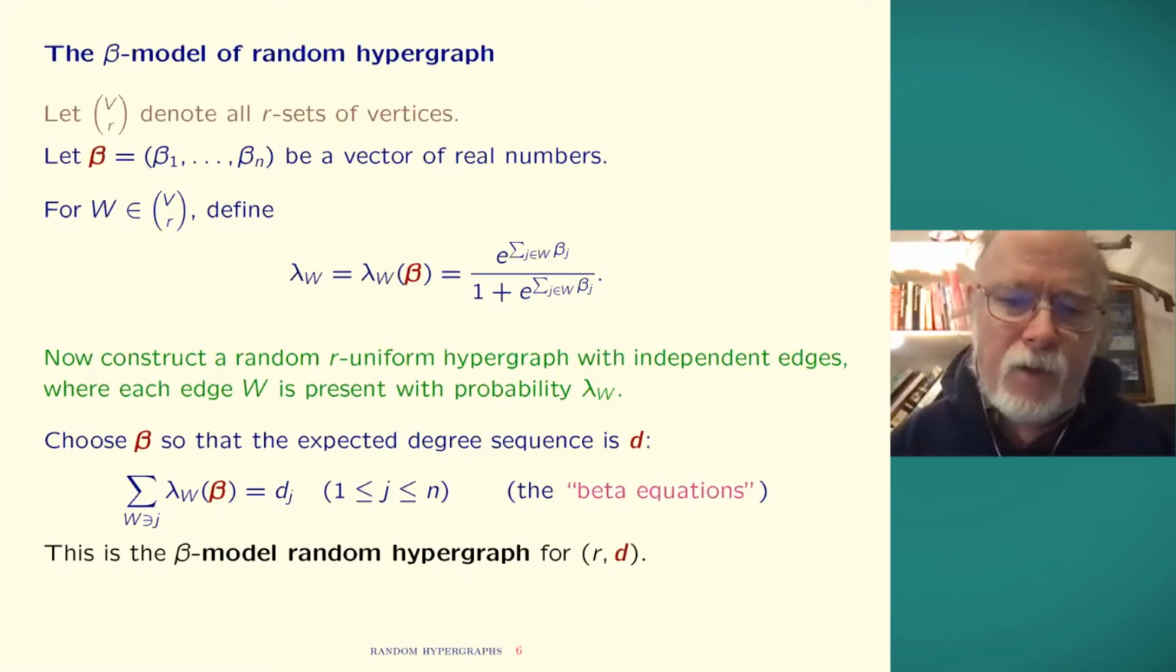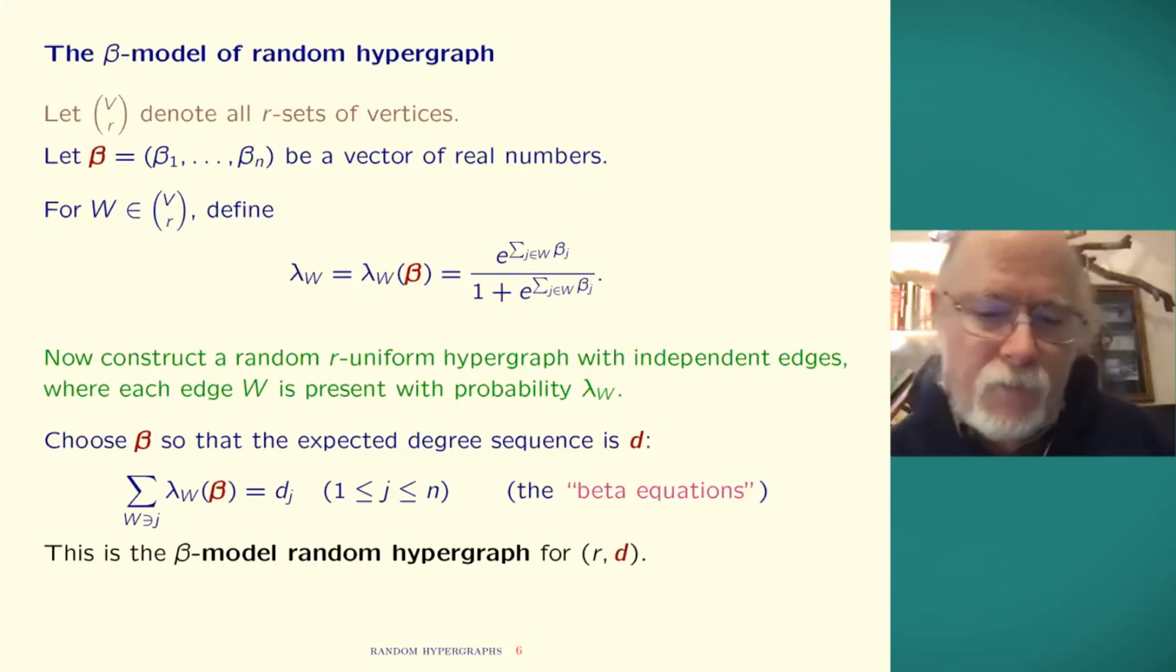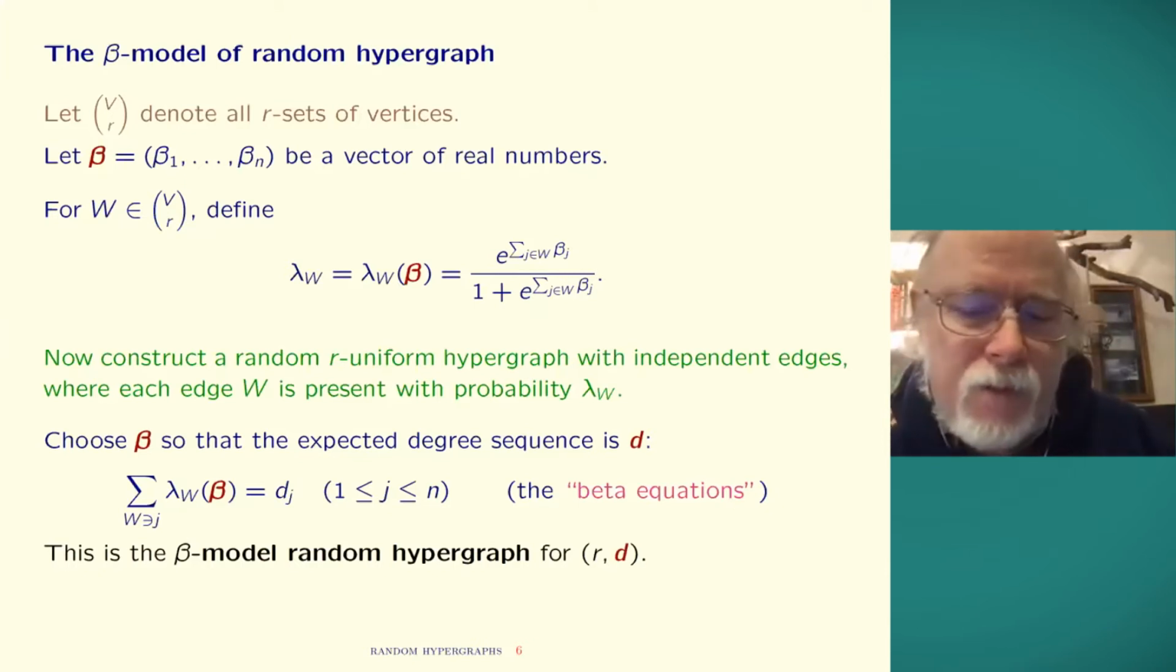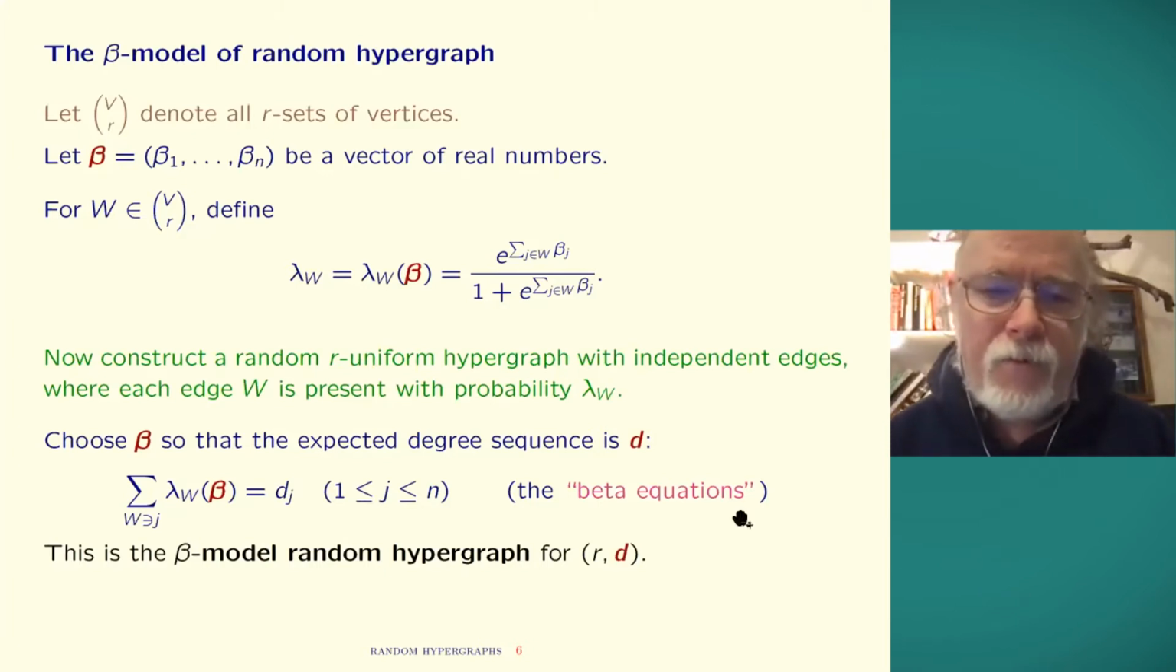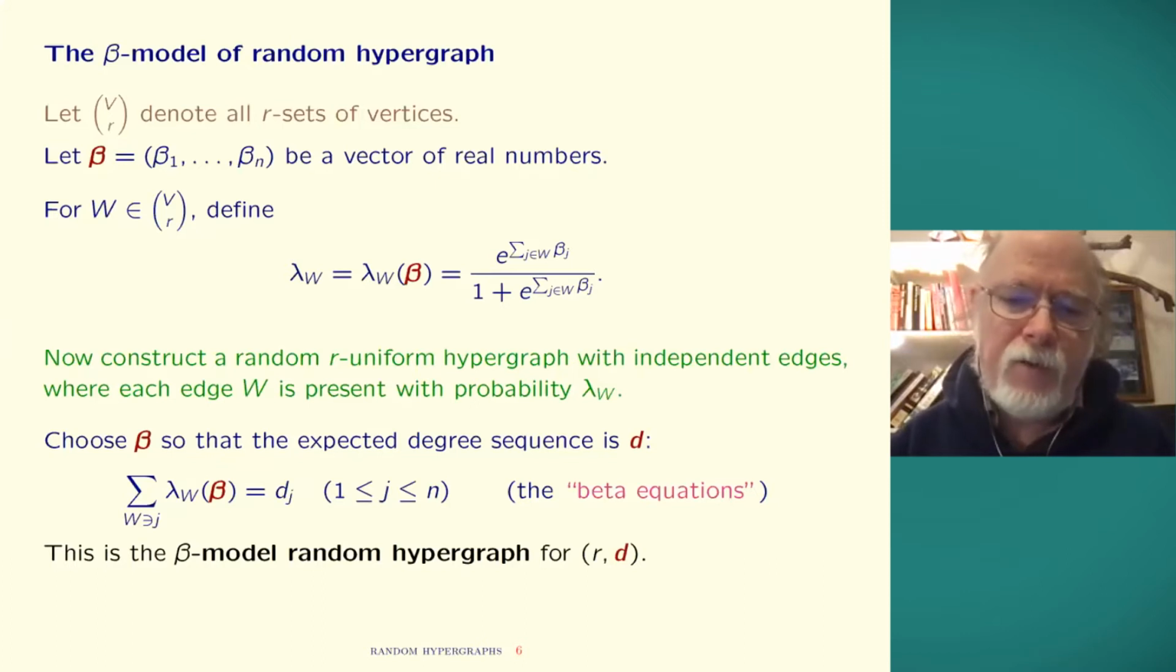Then, of course, they are nonlinear equations, because you've got these exponentials in the definition. It's not immediately obvious that they have a solution. This is something that's been studied. They usually do have a solution when you think they might, and if they have a solution, then the solution's unique. But if you find the solution to these equations, then what you have is the beta model of random hypergraph for parameters R and D.